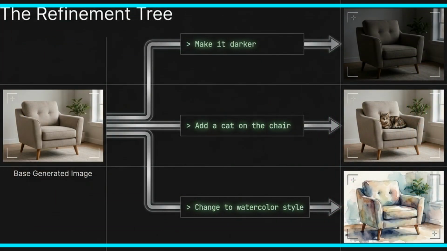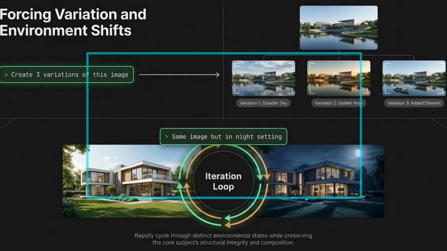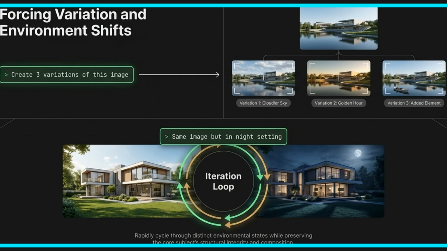The refinement tree demonstrates how you can modify a base-generated image. You can adjust darkness, add elements like a cat, or change the entire style, such as switching to watercolor. Force variation and environment shifts by asking for variations or changes in setting. This allows you to rapidly iterate through distinct environmental states while preserving the core subject's composition.